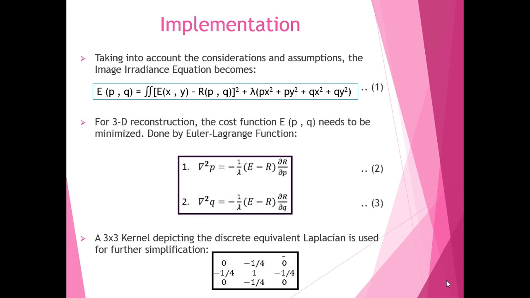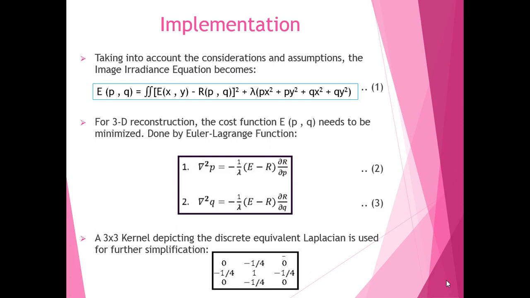Here, the first term, that is (E of x and y minus R of P and Q) whole squared, is the image data fitting term, which is minimum when the image irradiance is equivalent to the image of the object approaching the shading image. The second term in this equation is the smoothness term, where lambda adds weightage to the smoothness. The higher the value of lambda, the more weightage is added to the smoothness of the surface, and vice versa. Hence, the value of lambda is significant to judge the smoothness of the image for simulation.